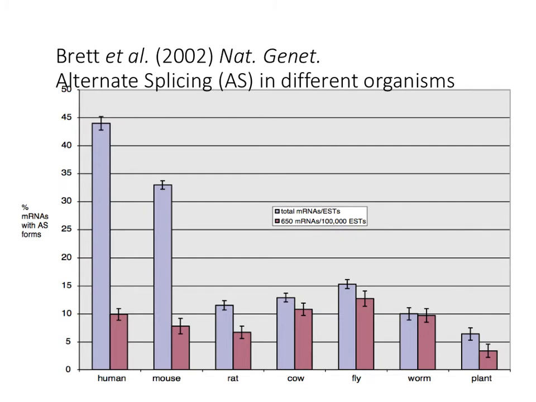If you looked in humans, for example, here on the left, this first column indicates what? The percent of messenger RNAs with AS, alternatively spliced forms. So almost half of our 30,000 genes that are produced from our chromosomes undergo this sort of processing. So it's not like alternative splicing is a rare thing. Almost half of our genes undergo this sort of process.